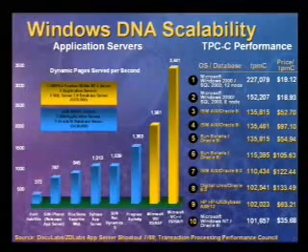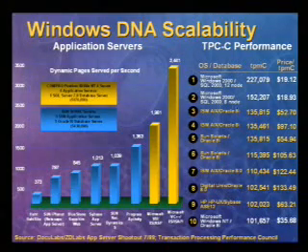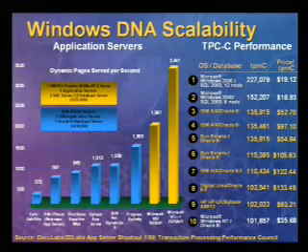So what can customers expect when they build these applications on top of the Windows DNA platform? This slide is essentially showing some industry benchmarks, or some third-party benchmarks, that indicate the type of performance and scalability that customers can get when they build applications on this platform. So I have two different benchmarks here. The TPCC benchmark is a common industry standard that measures database scalability.